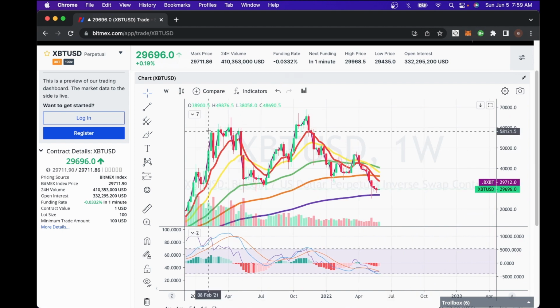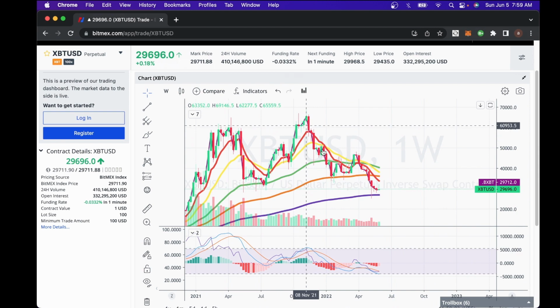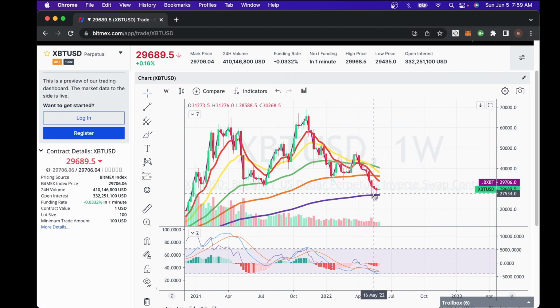So on the weekly time frame, we bounced off the 55, then we lost it, bounced off the 100, then we put in a loss again because the 21 EMA didn't let us have opens and closes above it. We rejected right after. And now we're bouncing off the 200, okay?